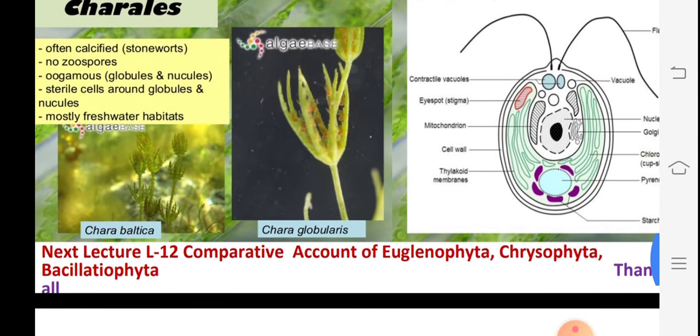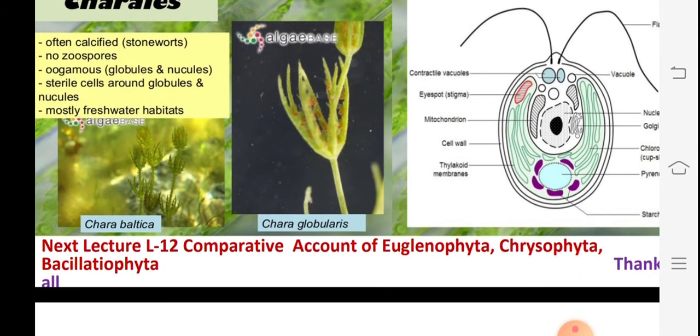Then our Chara. We know Chara, globule and nucule. These are the branchlets there. In some conditions, it shows two different sex organs, globules and nucules. Globules are the male and nucules are the female. Then sterile cells around the globules and nucules are there, and mostly all are found in freshwater.